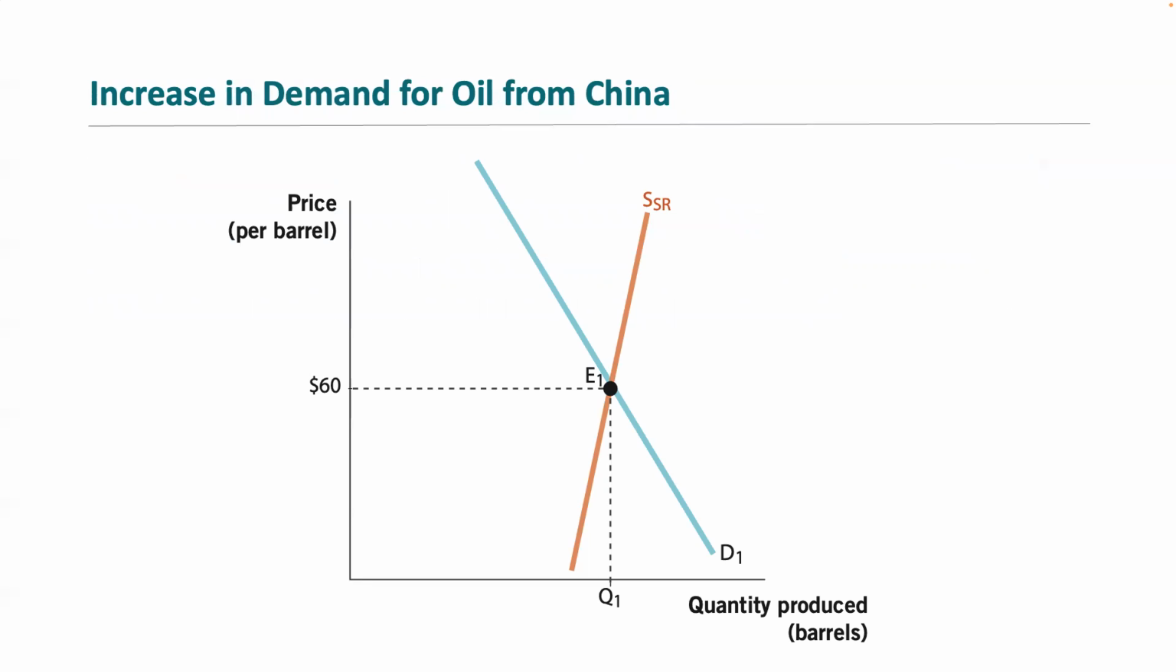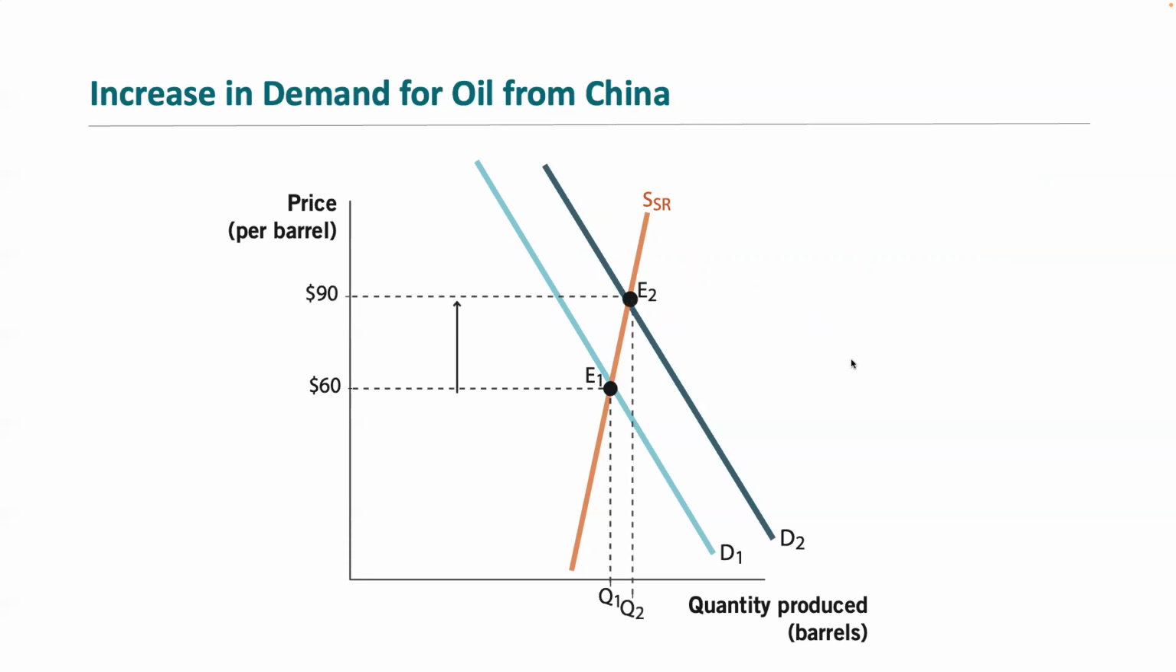Here we are in equilibrium with SR supply and D1 initial price, which are $60 per barrel, and Q1 barrels are sold. With this first click, economic development in China increases the demand for oil. So we want to know what's going to happen to equilibrium price and quantity. Well, the demand curve itself will shift to D2. The new equilibrium price will become $90 and our quantity rises to Q2.